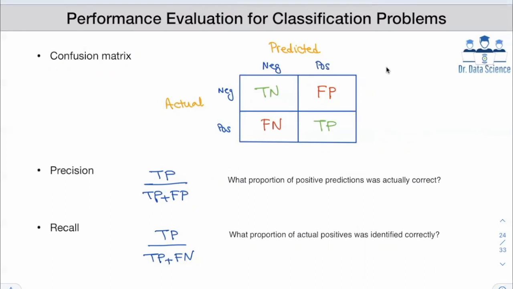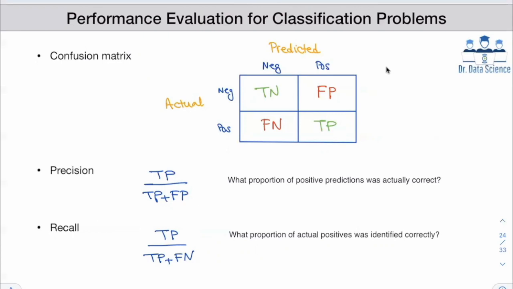As the name suggests, it's a matrix where each row corresponds to actual classes and each column corresponds to predicted classes. And remember, here it's a binary classifier, so we have only negative and positive, or 0 and 1, or true and false, right? And we basically find these four entries. This one means that the actual class was negative and we predicted negative, so that's true negative. This one means that the actual class was positive and we predicted positive, so that's true positive.